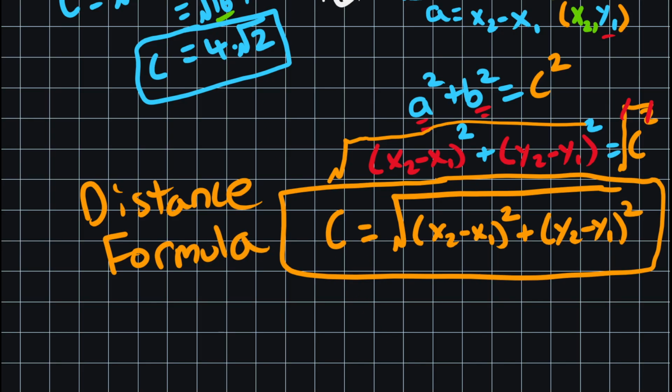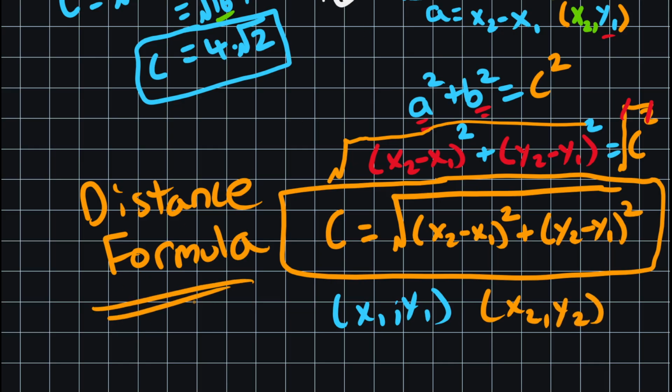So for any ordered pair, if you had an ordered pair of x1, y1 and x2, y2, you can use this distance formula right here and plug in these coordinates, x1, y1 and x2, y2, so that you can find the distance between these 2 points. And that works for any points.